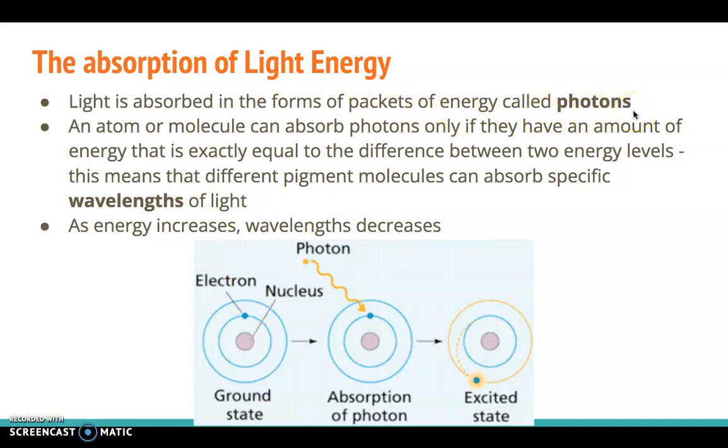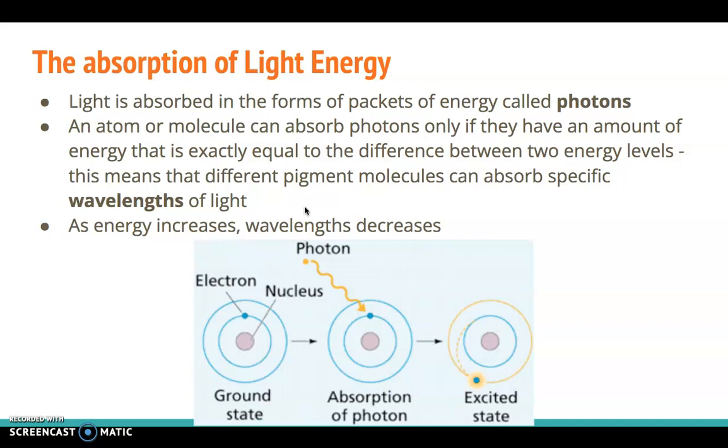An atom or molecule can absorb photons only if they have an amount of energy exactly equal to the difference between two energy levels. This means that different pigment molecules can absorb different specific wavelengths of light. As energy increases, wavelength decreases.